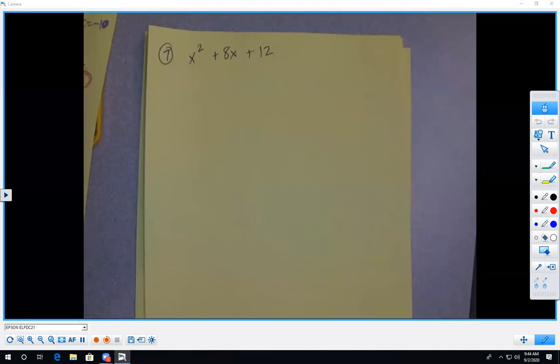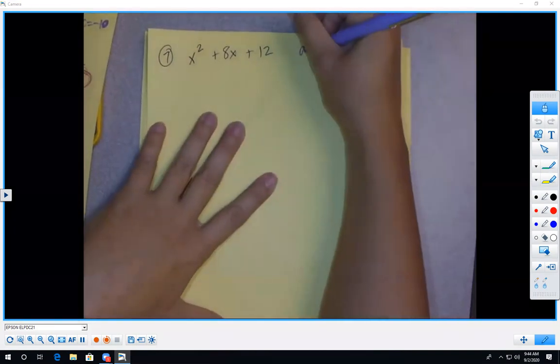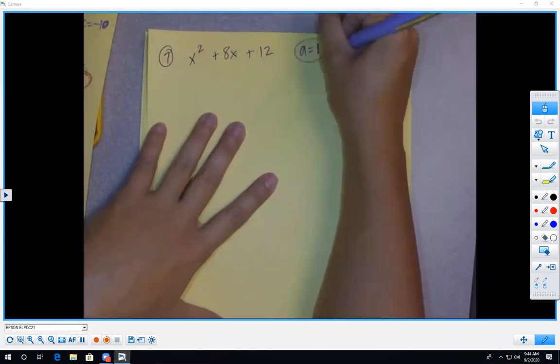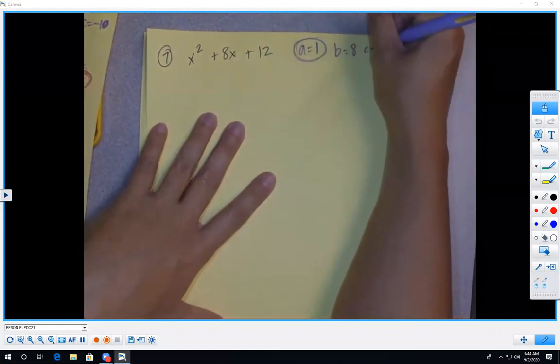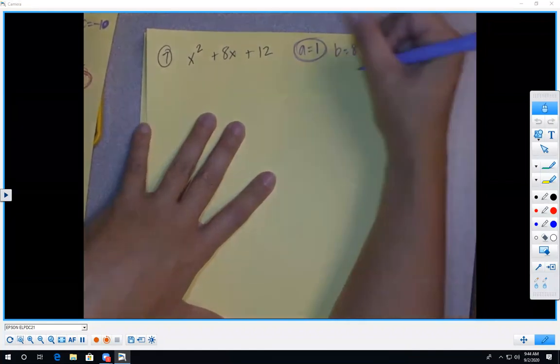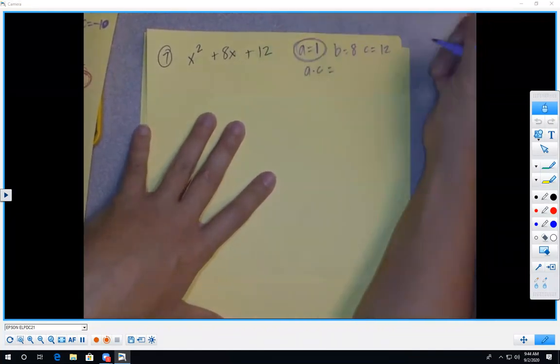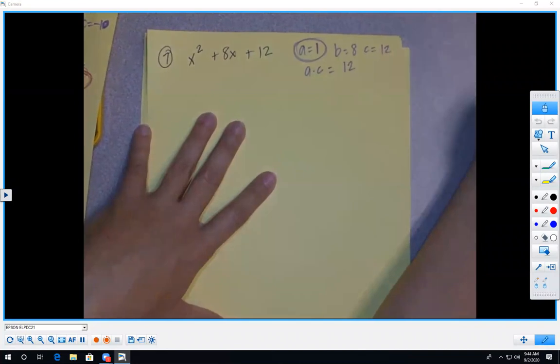You go over to the side. What's my A value? 1. Good news, shortcut. What's my B value? 8. C value is 12. I do A times C, which is 1 times 12, which is 12.